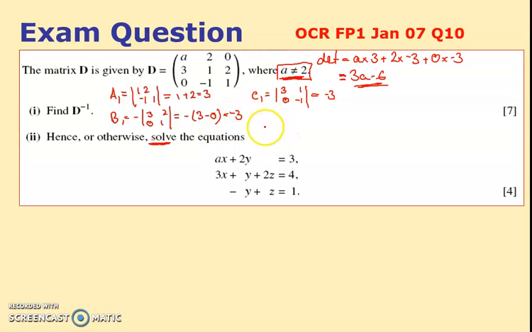And the reason I can solve it, the reason why there will be one single solution, is because we have got a not equal to 2, therefore the determinant will not equal 0. So it's important that you just get your head around that. So what's it want me to do here?